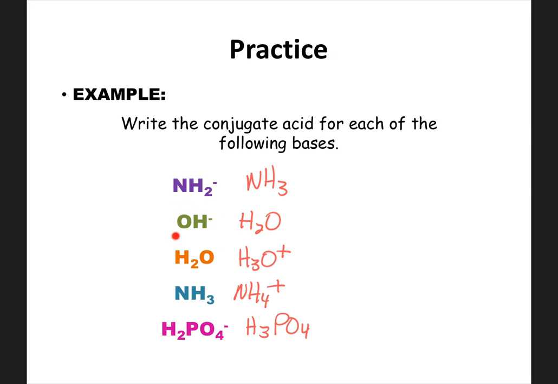For example, for this OH minus, when you add an H plus, now you're going to have H2O, but the plus and the minus cancel each other out. So it's just H2O with no charge. And you can see the rest here, but this is what you need to be able to do to form a conjugate acid from any base. Add an H plus and watch the charge.